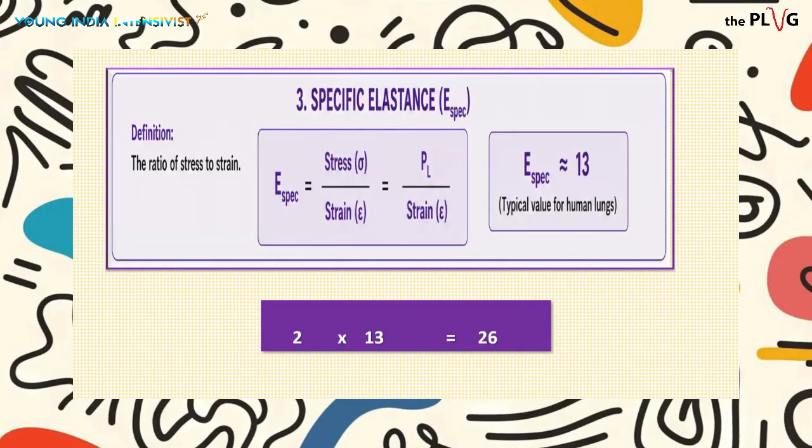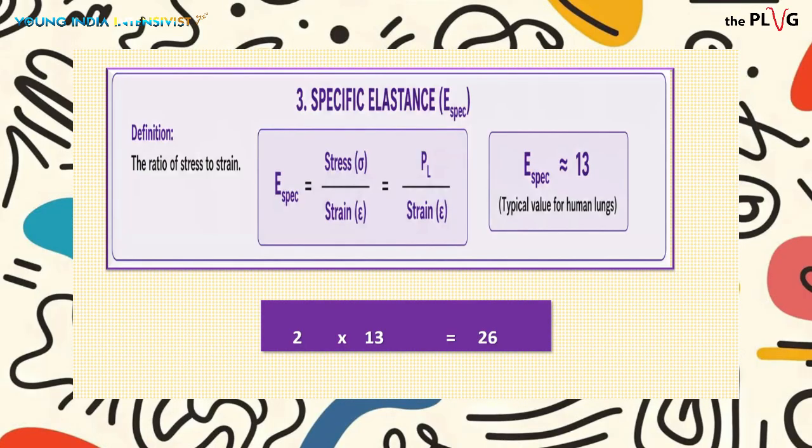Then moving on to specific elastance. Stress over strain, which I just talked about, is known as specific elastance. Human beings' lungs have a particular specific elastance, and the elephant's lungs have a particular specific elastance.